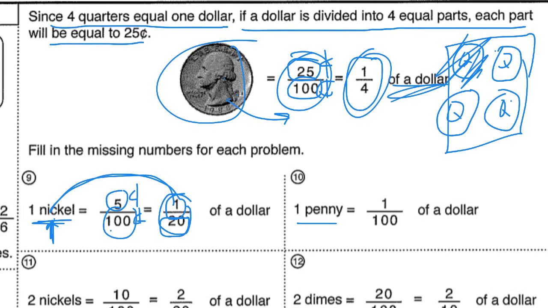Let's look at number 10. 1 penny is 1 cent out of 100 cents of a dollar. I want you to write cent signs right next to the 1 and 100.